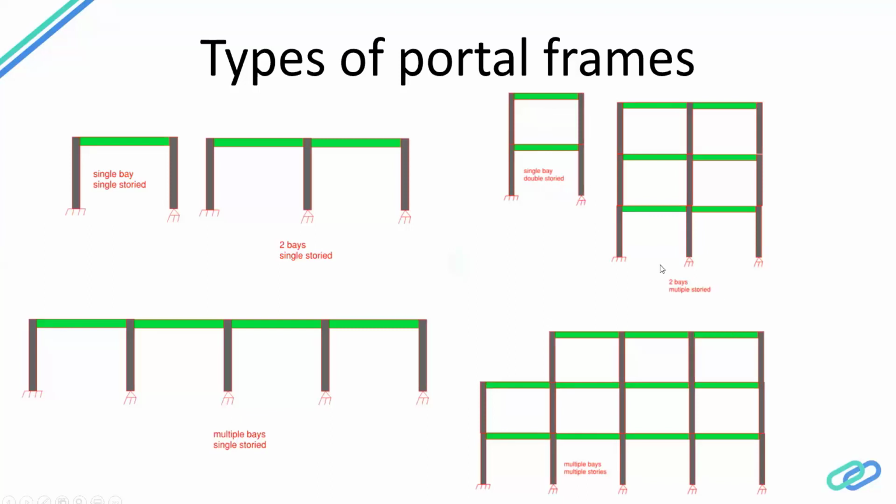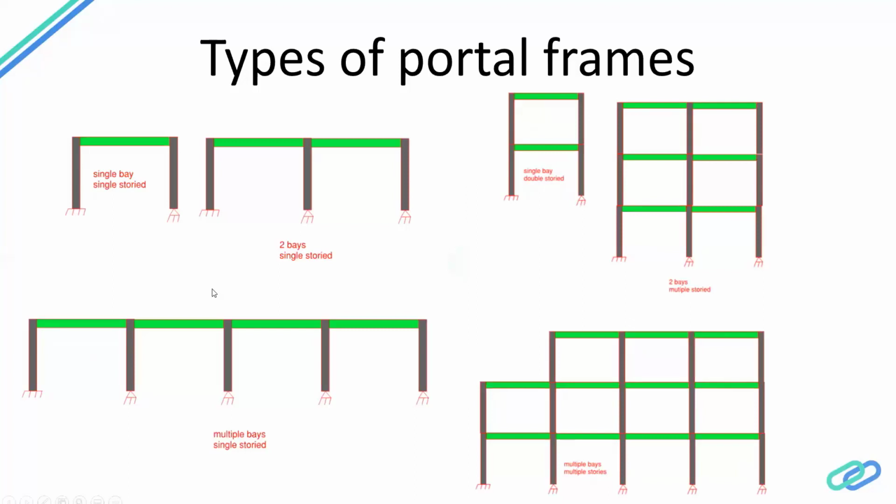And then we have two bays and multiple stories. If there are more than two stories, in that case we just call it a multiple story frame. And then you could also have a bunch of moment frames in series. Say if you have a single storied building, but then you have a bunch of moment frames or portal frames here. So even that's a possibility. And then you could have this kind of scenario as well, wherein you have multiple bays and then multiple stories, right? So I just wanted to touch upon some of the different types of portal frames that we have.